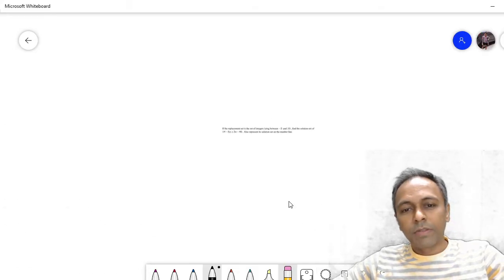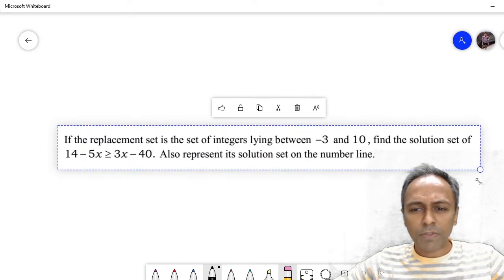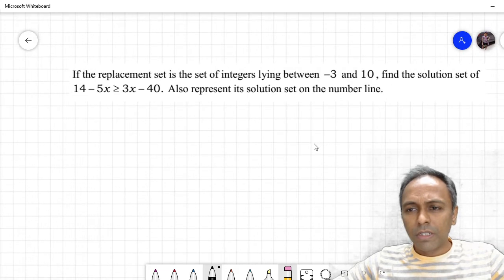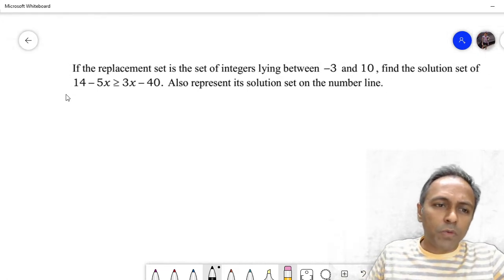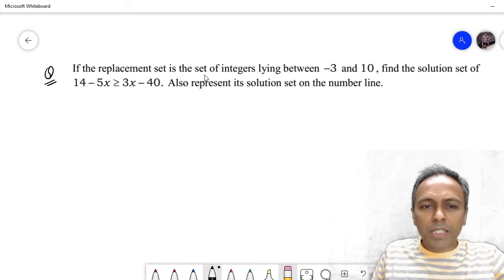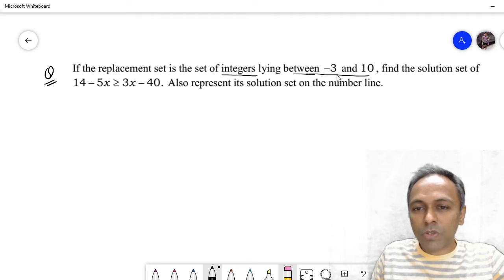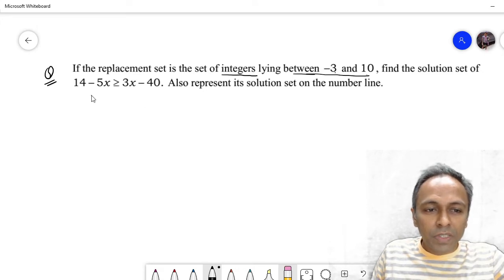Let us start today with problem solving. In the earlier video you have seen many concepts of the topic. Today's class we will do solving of problems. If the replacement set is the set of integers lying between -3 and 10, so not including -3 and 10, find the solution set.